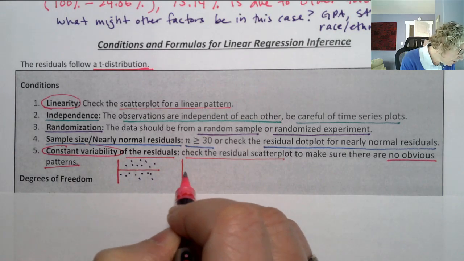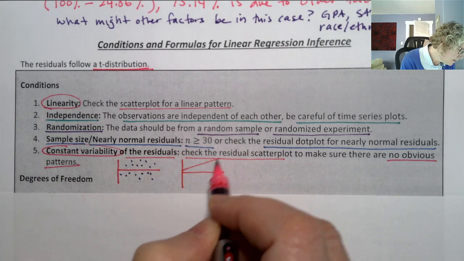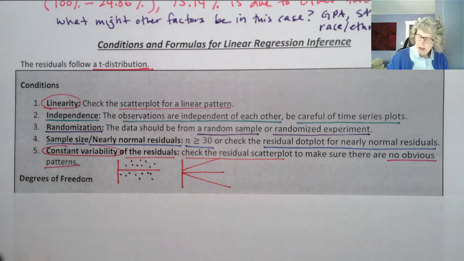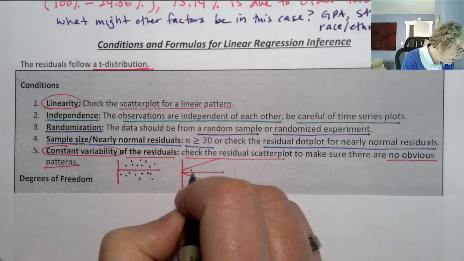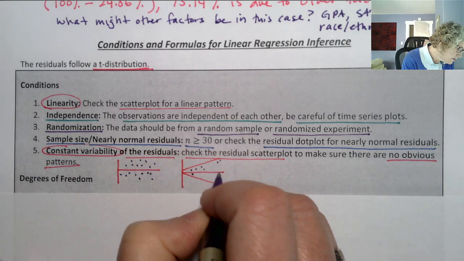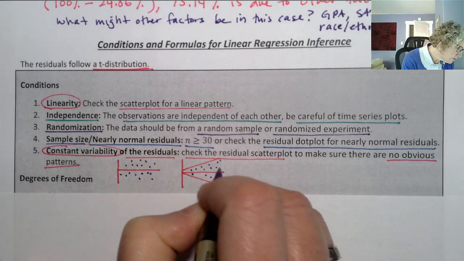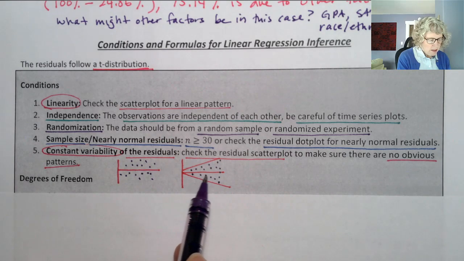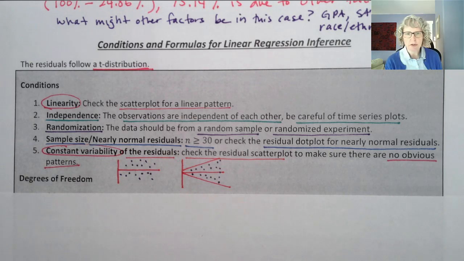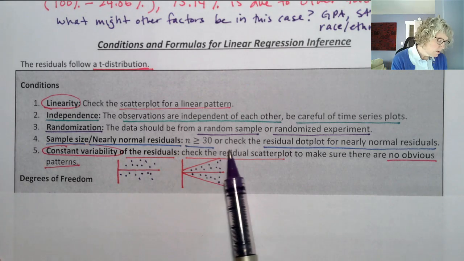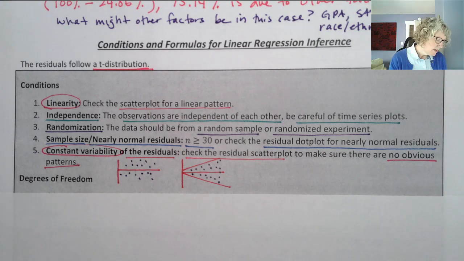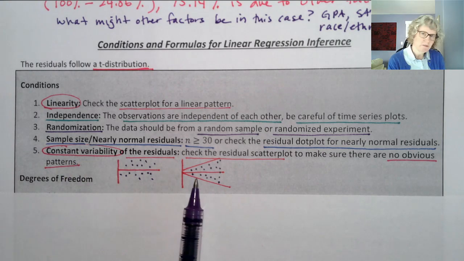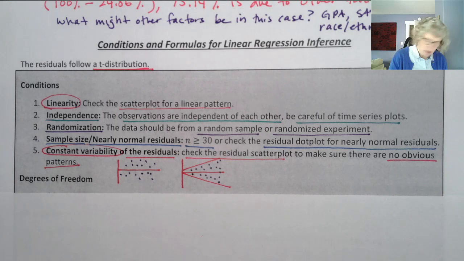We don't want to see something like a V pattern, like something going up or down, where there's a pattern in that there's very little variability, and then there's, for some reason, this could be an issue with time series plots, like maybe there's not very much variability in the earlier years, but then there's a ton of variability in the later years. So you don't want this, this would not be constant variability, right? This would be changing variability.